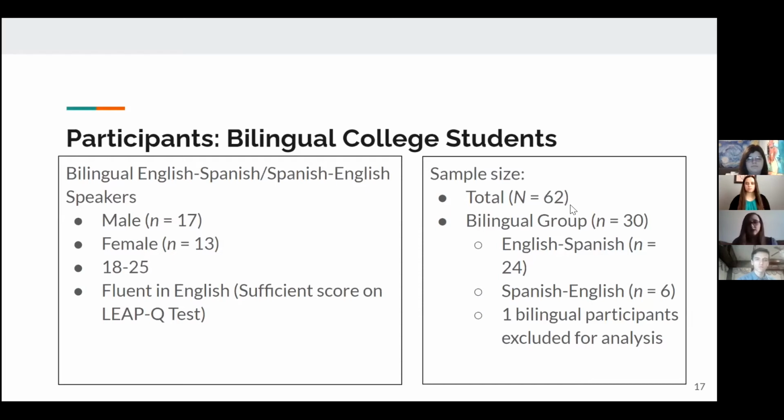With the participants in our bilingual group, we had 30 participants overall, with 24 being English as a first language, Spanish as a second, and 6 being Spanish as a first language, English as a second. They were all shown to be fluent in English through the LEAP-Q scores. There was only 1 participant in this group that was excluded from our analysis because they were an outlier in the data. And Elise will be talking more about these outliers in the results section.